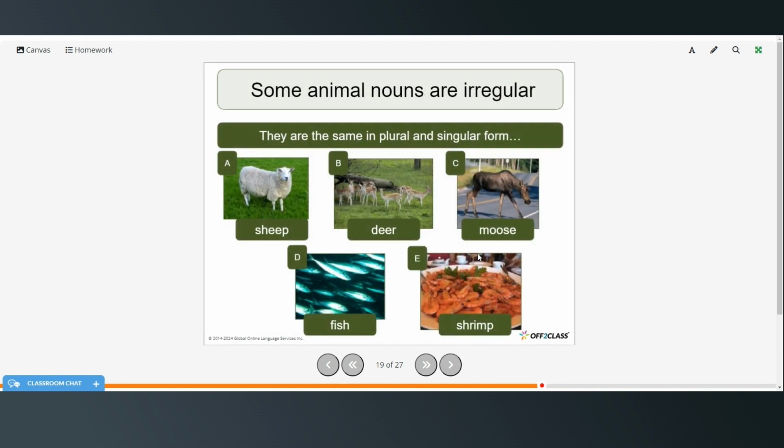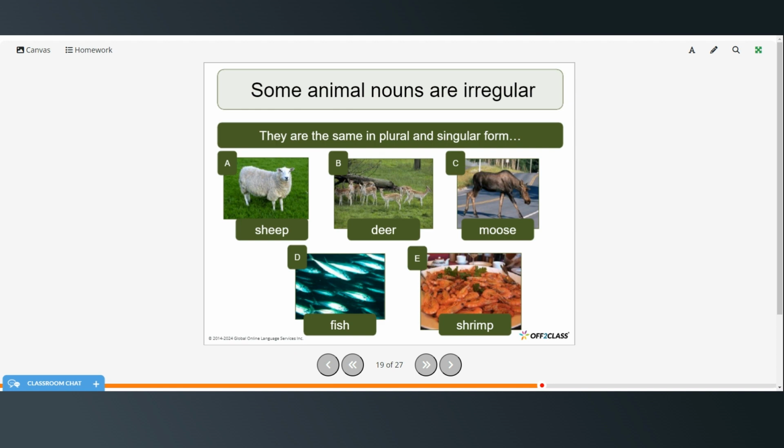All right, and then there are a lot of animal nouns that are irregular, and they're the same in the singular and plural form. So sheep, you can have 1 sheep or 100 sheep. 1 deer or 100 deer. 1 moose or 100 moose. 1 fish or 100 fish.